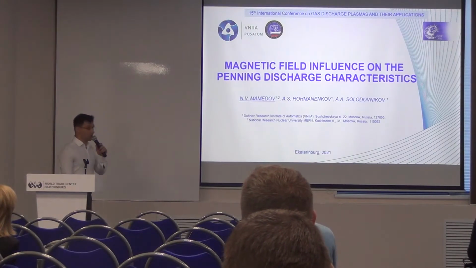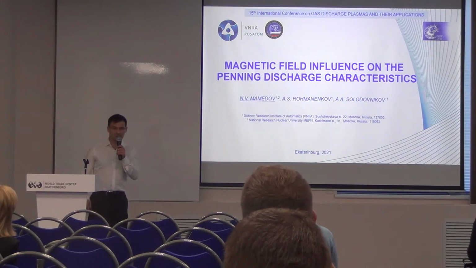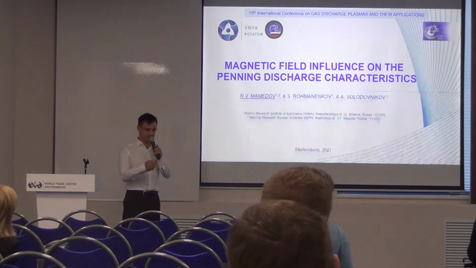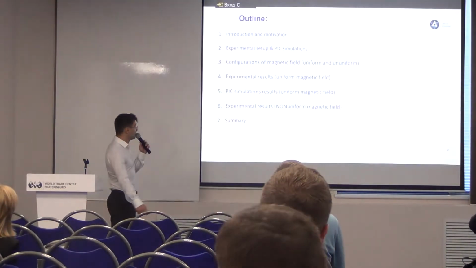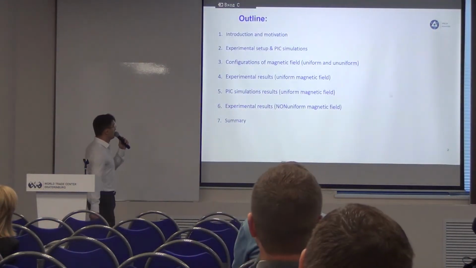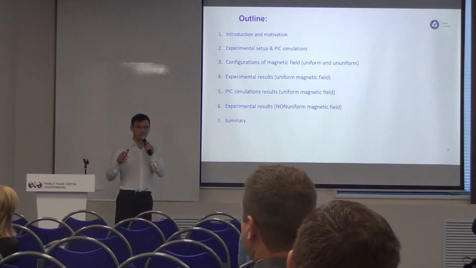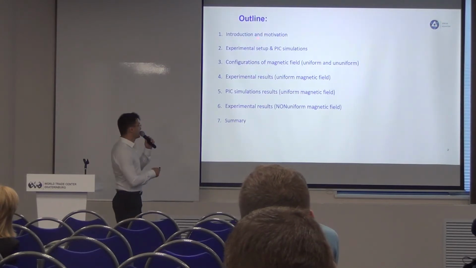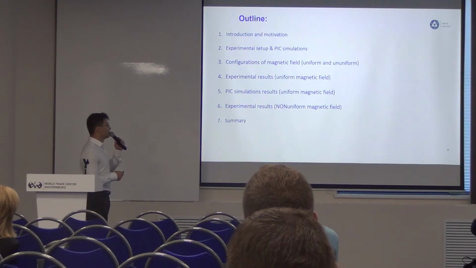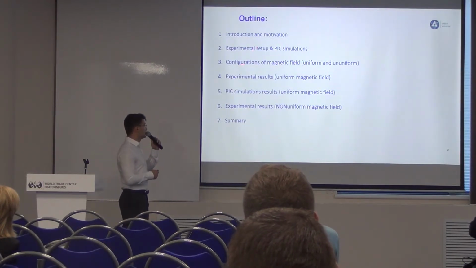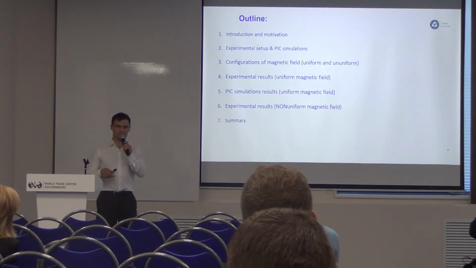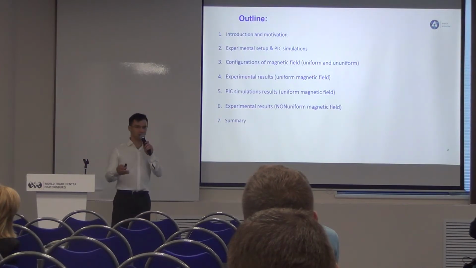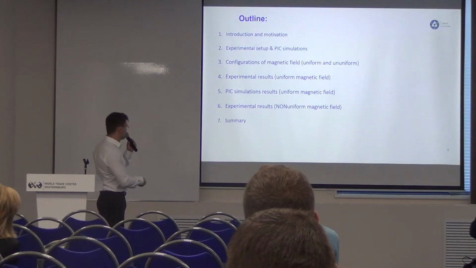So, this is my talk: magnetic field influence on the Penning discharge characteristic, a Penning discharge used in an ion source for a miniature linear accelerator. The outline of my talk: first of all, I will say several words about the subject of our investigation and the motivation of our research. Briefly, I will tell you about the experiment setup, and in more detail about the configuration of various parameters of the magnetic field which we used. The main part of my talk is the experiment results, compared with particle-in-cell simulation, and the conclusion.